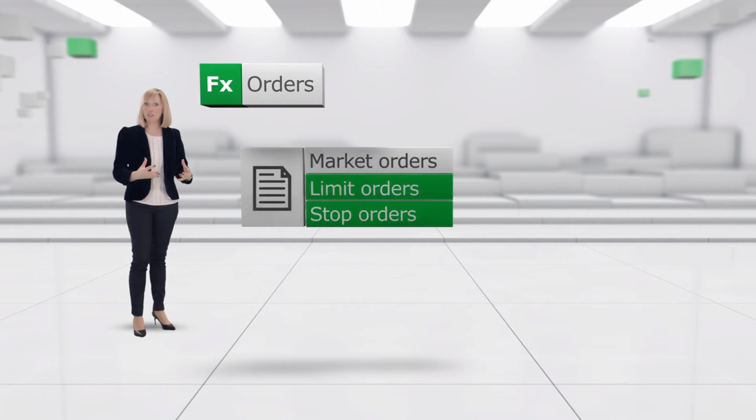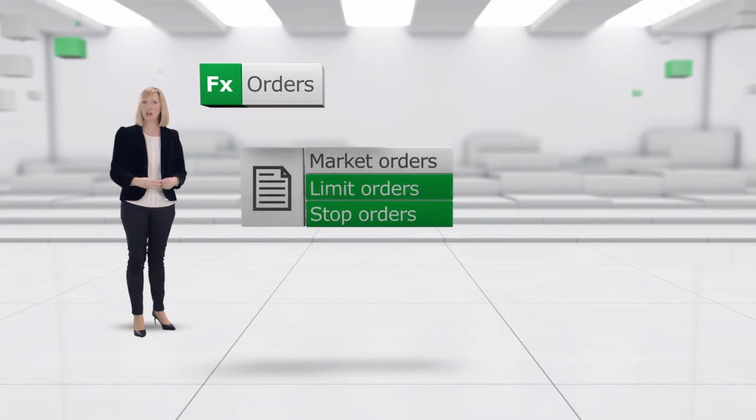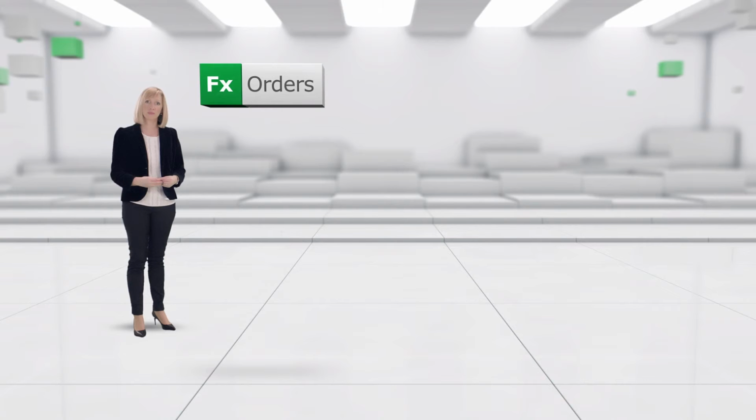Both limit and stop orders are only executed and transformed into a position if and when the market reaches the specific price at which the order is placed within the said runtime of the order.